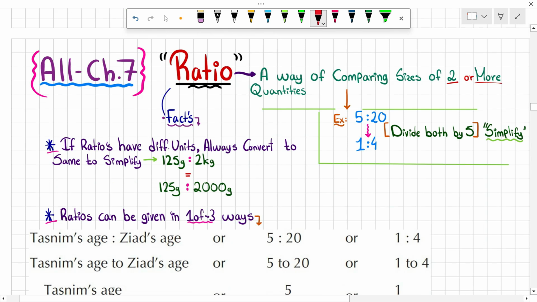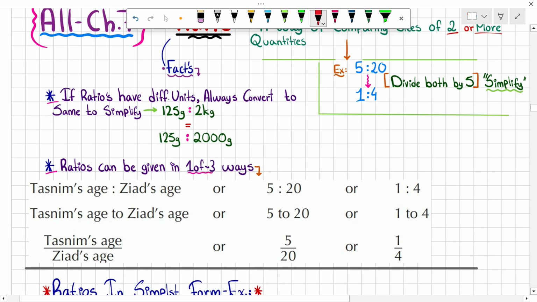And with that, we have covered topic 6, coming to topic 7, ratios. So this was about ratios and numbers. Ratio is a way of comparing sizes of two or more quantities. For example, 5 to 20 ratio, which can be simplified to 1 to 4 ratio if you divide both sides by 5.